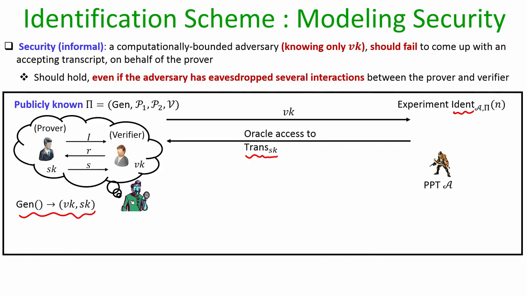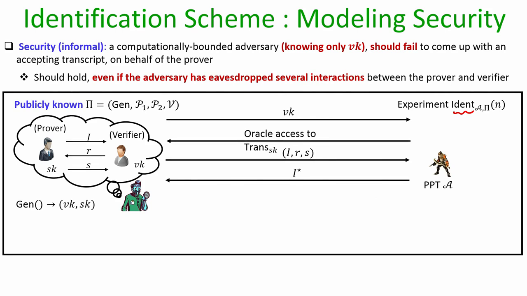To respond to this Oracle access, what the challenger basically has to do is the following. It knows the verification key vk and it knows the secret key sk as well. So, it runs an instance of this identification scheme, simulating the role of the prover and the verifier in its mind, and generates the corresponding transcript I, R, S, and that transcript is given back in response to the Oracle access that the adversary has asked for. And since the adversary could ask for Oracle access to the transcript service a polynomial number of times, every time such an Oracle request comes, the challenger has to generate or simulate a transcript like this and give it to the adversary.